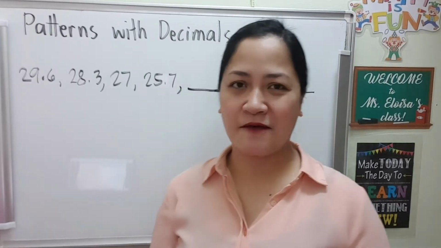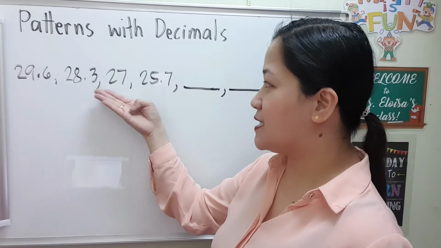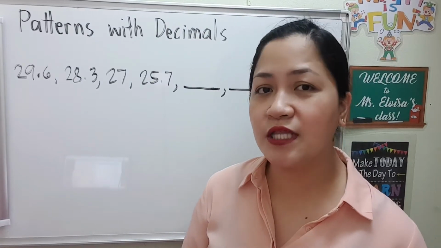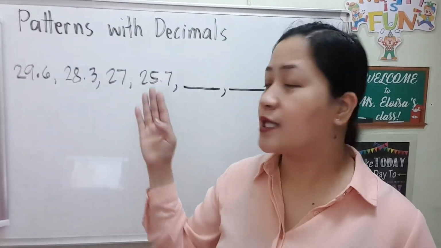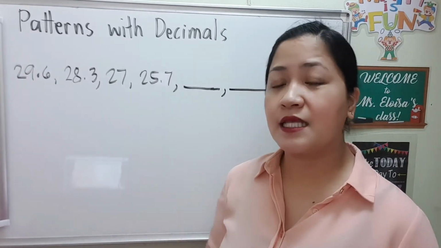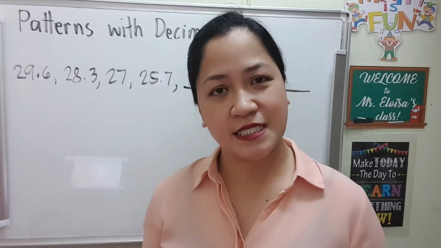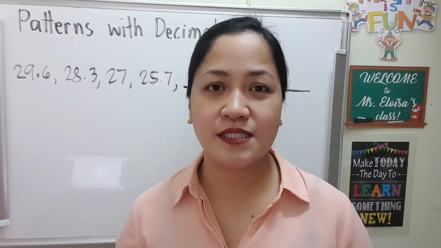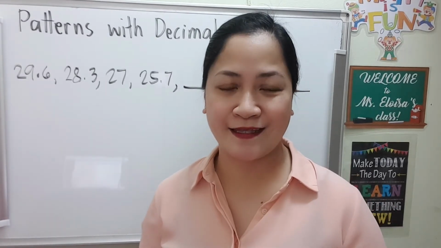Let us now have another example. We have here the sequence 29.6, 28.3, 27, 25.7. So first, we are going to find the rule in our sequence. As you can see, our numbers are descending, or the numbers are from the highest going down. So if that happens, that means the operation that we are going to use will be subtraction. In the previous example, our numbers are ascending, or they are getting higher. That's why we use addition.